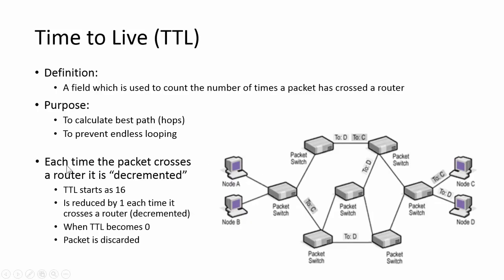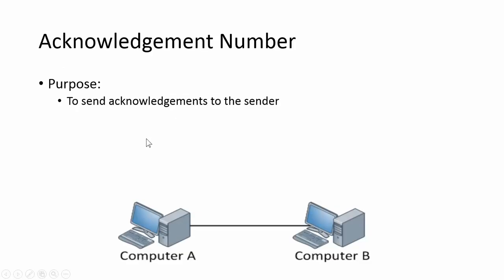The Timetolive field works this way. Each time the packet crosses a router, it is decremented. Now, what do you mean by decremented? It means subtracted by 1. So, in this example, if the Timetolive field starts out at 16, it is reduced by 1 each time it crosses a router. This is called being decremented. And when the Timetolive field becomes 0, then the packet is discarded. So, two purposes for the Timetolive field: to calculate the best path based upon hops and to prevent endless looping.